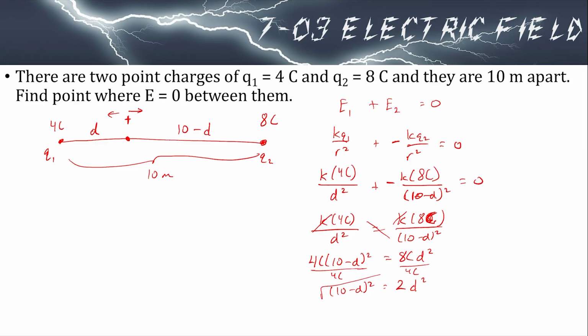And then maybe I'll square root both sides. So it'll be the square root of 2 times d. So if I add a d, I'll have 1 plus the square root of 2 times d, and then divide. So I'll have 10 divided by 1 plus the square root of 2. Which is 4.14.